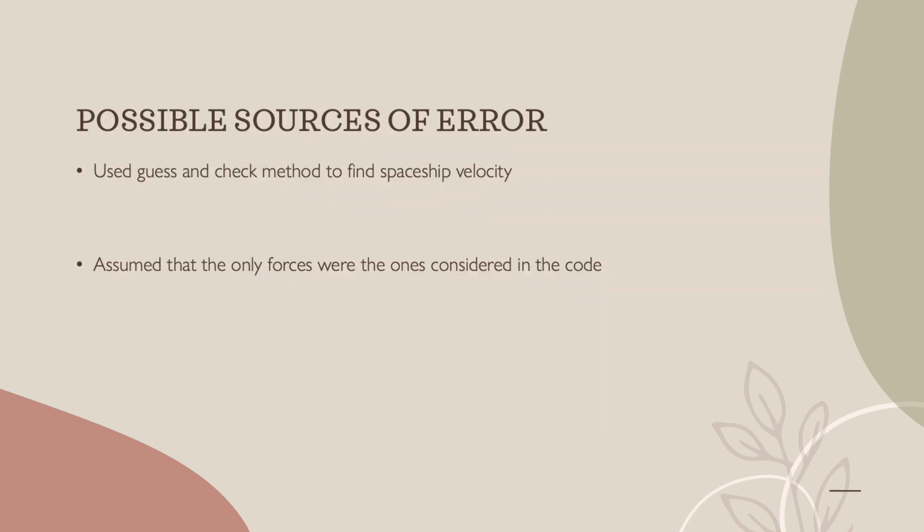Possible sources of error that we ran into during this lab are that for part two, we used the guess and check method to find the spaceship velocity and determine what velocity would allow the spaceship's orbit to be affected by the moon and the planet. Also, we only assumed that the only forces were the ones considered in the code, and because this was a computational model, it's only going to go off of what we input in the code, so there could be other forces acting on things that we didn't consider.